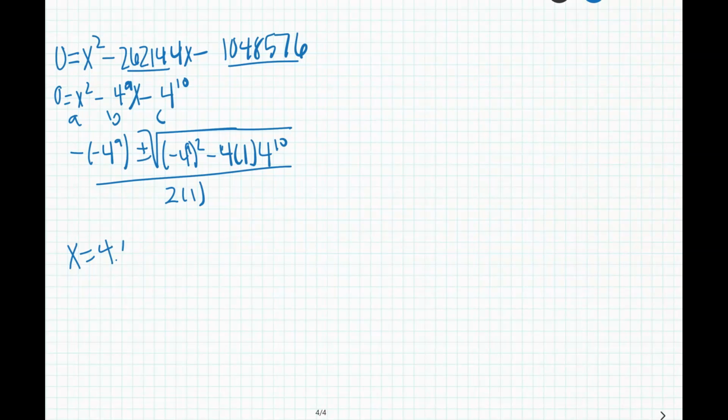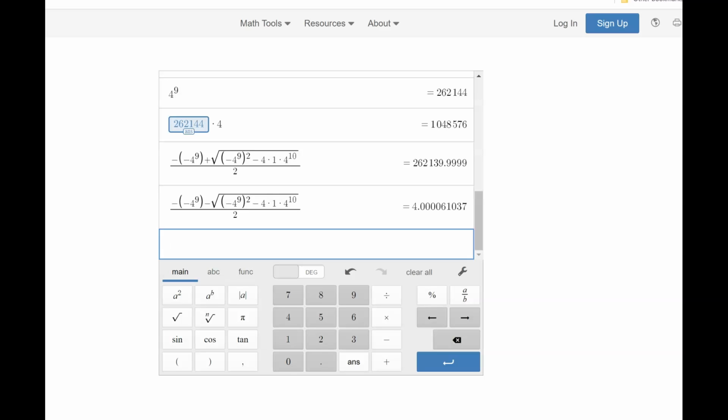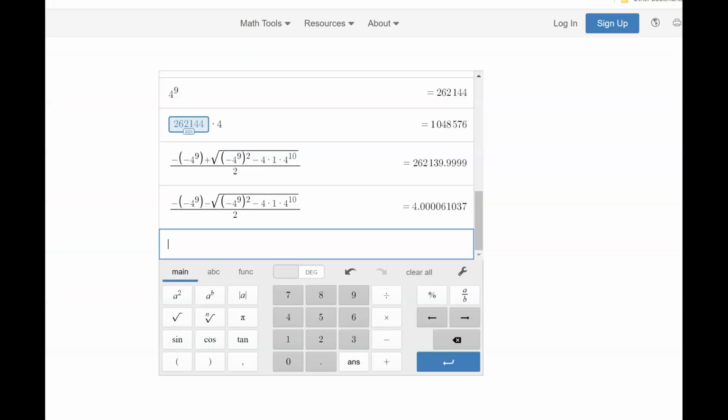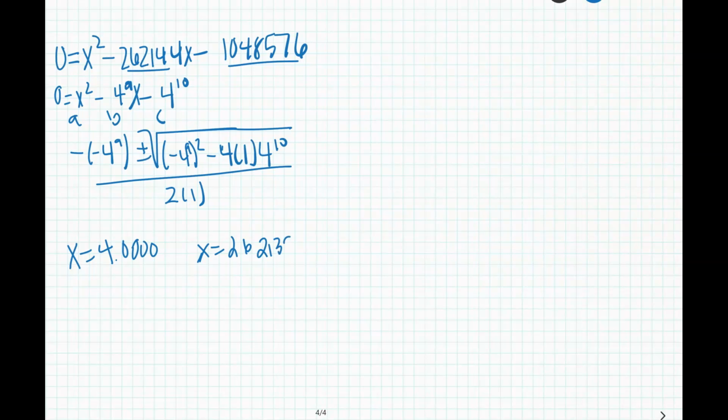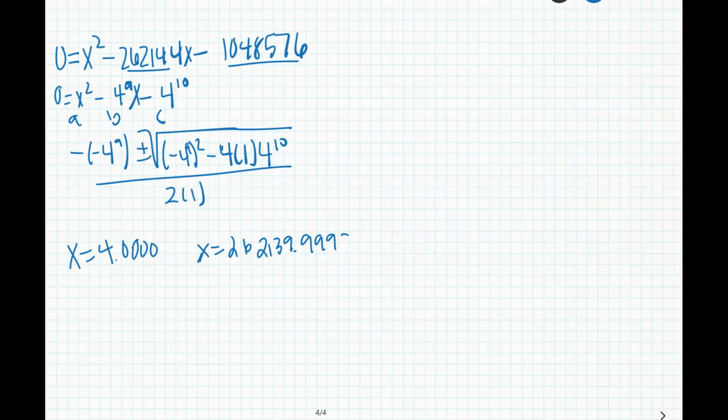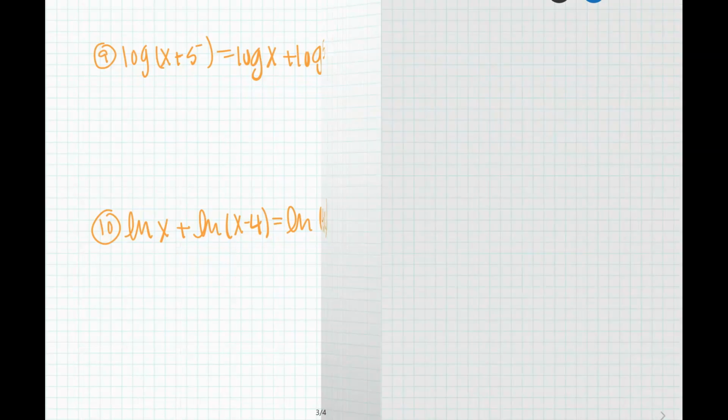x equal to 4. And if we do 4 decimal places, we get this. And then that other one was 262139 point, I think it had a bunch of 9s in there. Yeah, they have 4 9s. And so then that would be your two values. And I think it said only to enter one. So I would probably just enter this one. So definitely a lot more complicated with our numbers on that problem there.